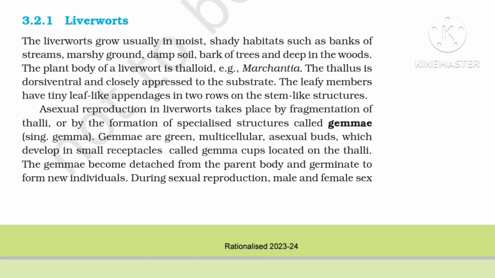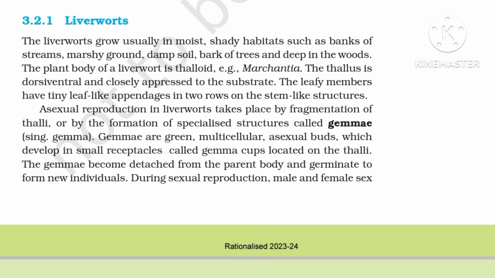The other group of bryophytes is the liverworts. The liverworts grow usually in moist, shaded habitats such as banks of streams, marshy ground, damp soil, bark of trees and deep in the woods. The plant body of a liverwort is thalloid, for example Marchantia. The thallus is dorsiventral and closely appressed to the substrate. The leafy members have tiny leaf-like appendages in two rows on the stem-like structures.